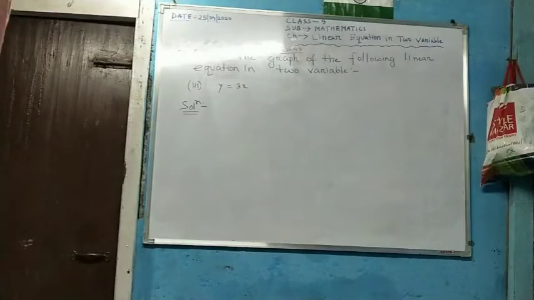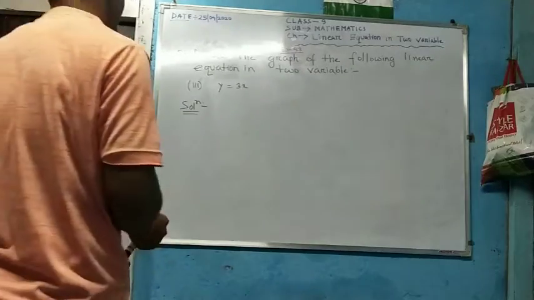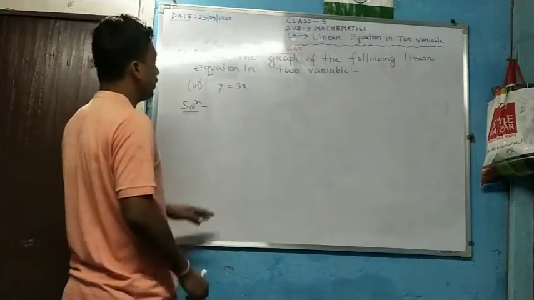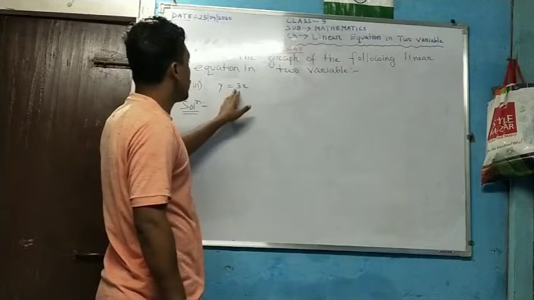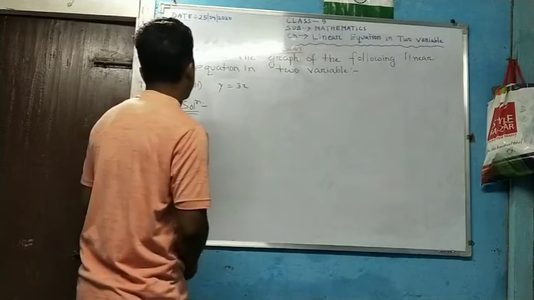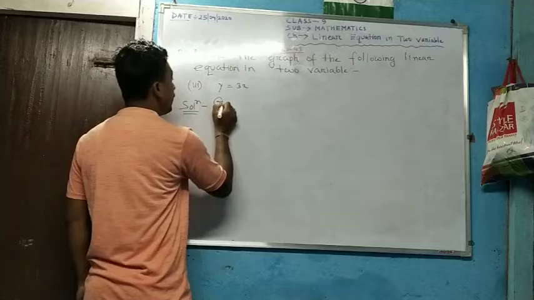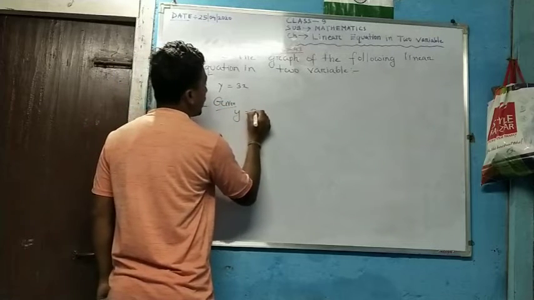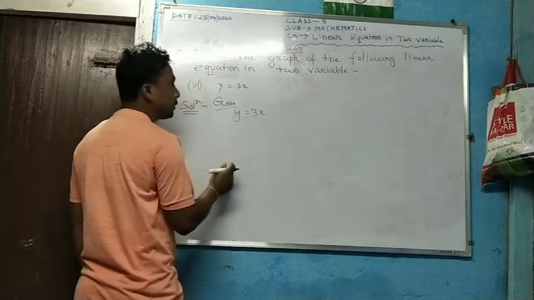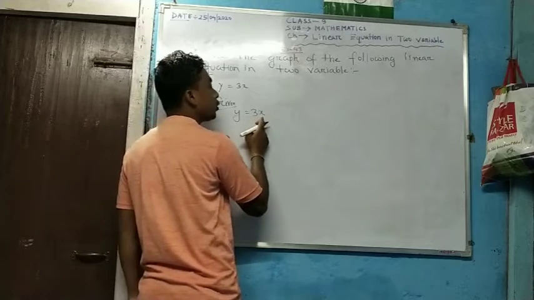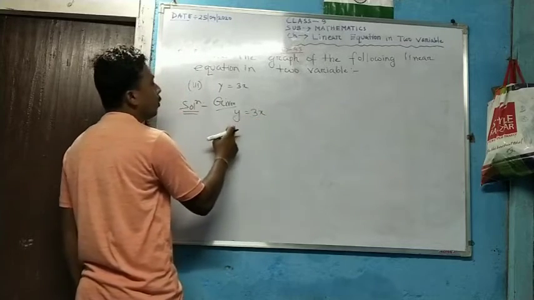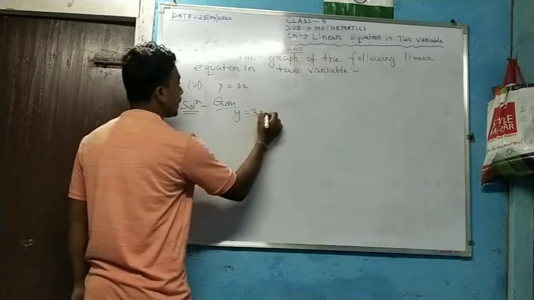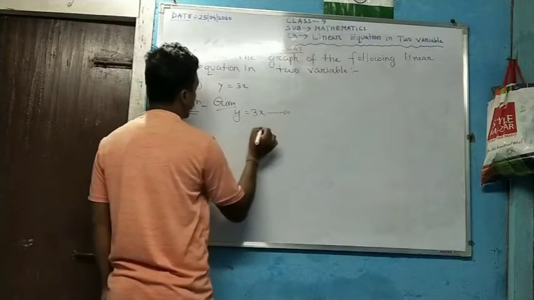Now students, let us move on to the next question. My next question is, I also have to draw a graph and the equation is y equal to 3x. You have to write given y equal to 3x. That means for every value of x, we will get a corresponding value of y. Let us consider this equation as equation number 1.